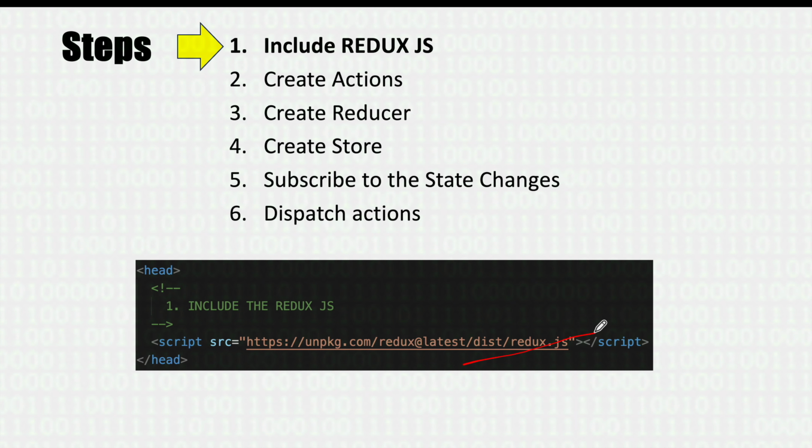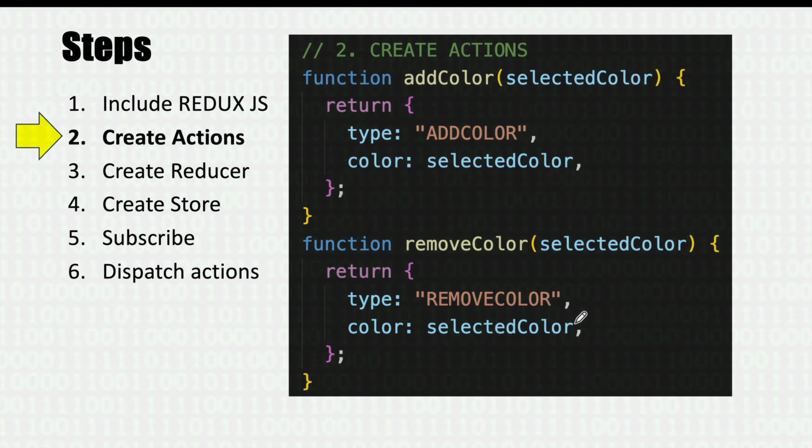First, we are including the Redux library, which is JavaScript. Then we create actions. We already discussed that actions are plain JavaScript objects, and they describe what would modify the state of the store. And how they do it we will come to know. So we have to describe them, and these functions are basically returning the action. So this is one and this is another.